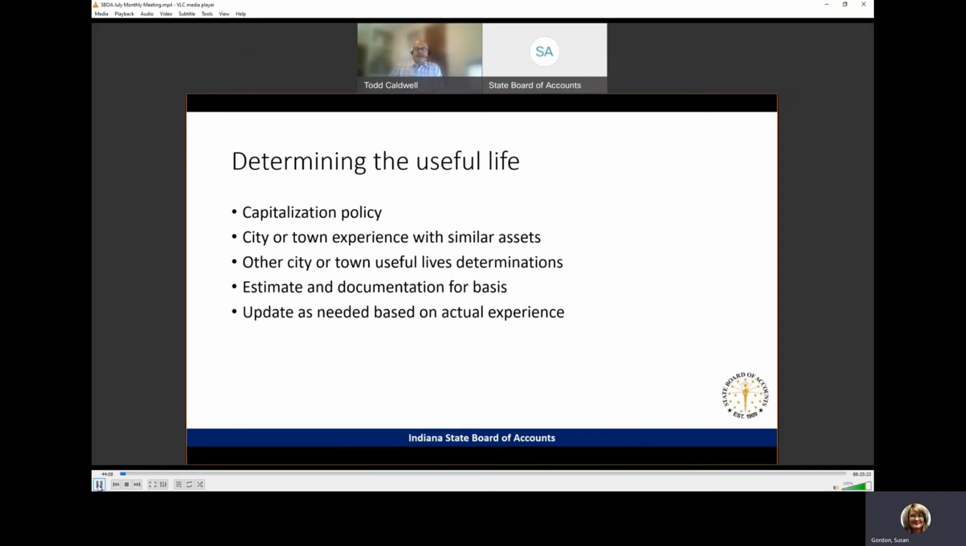You can also find accounting guidance online. The IRS has some guidelines sometimes, or any other publications. You can do a Google search of useful lives and come up with all kinds of information. You're going to want to keep documentation of how you made your estimate for the useful life. And again, as long as it's reasonable, we're not going to have an issue with it. But you do want to keep that so that we can look at it if we have any questions or issues.